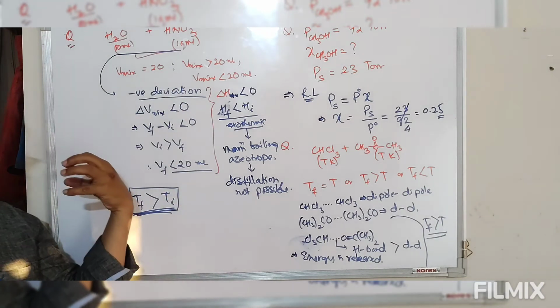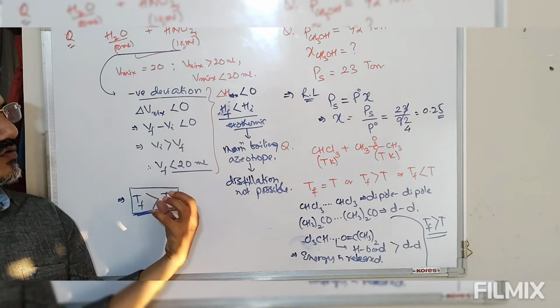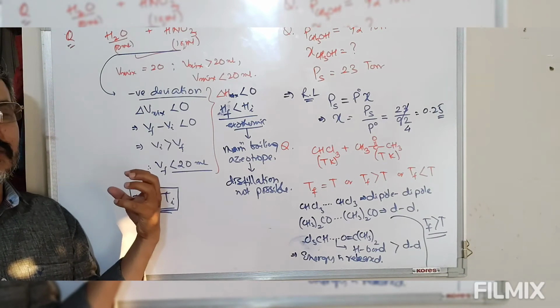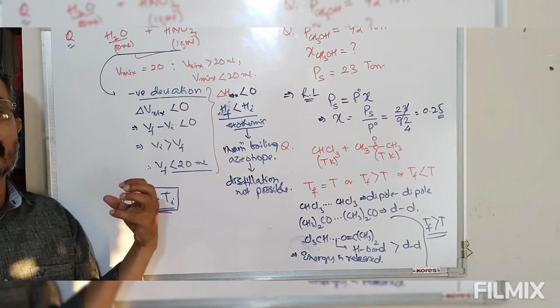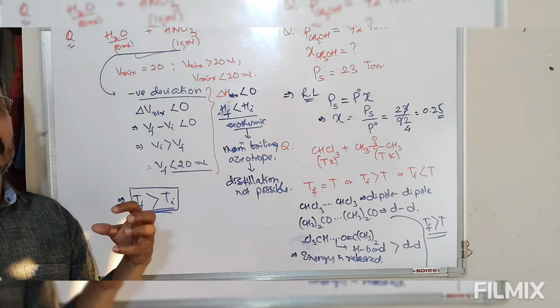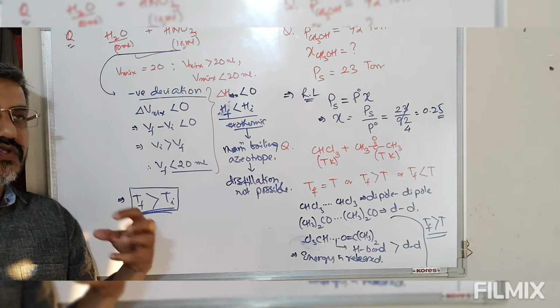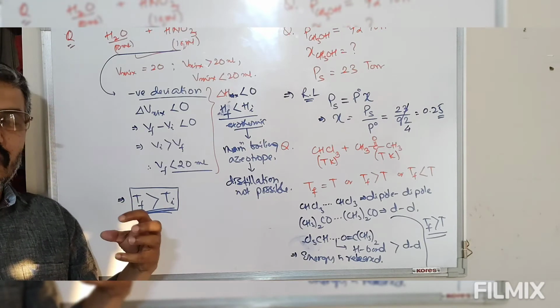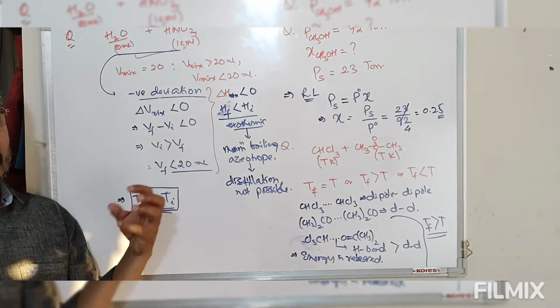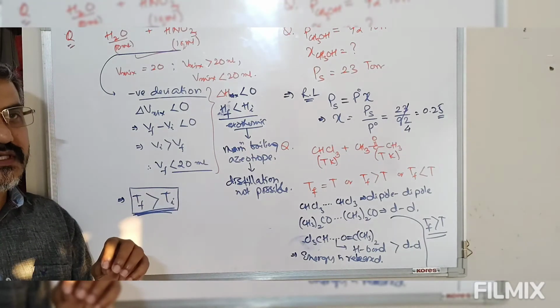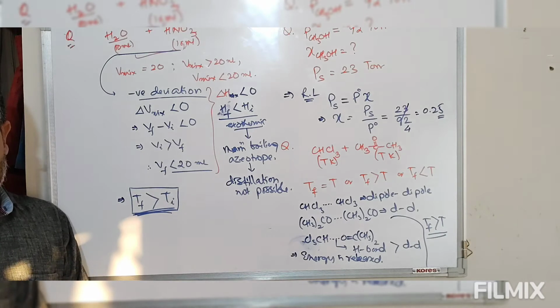Now what we are trying to convey is that we have to find the nature of interaction present between the components in the solution. Once we can identify the nature of interaction present in the solution, we can define whether the solution is ideal, whether it shows positive deviation, or whether it shows negative deviation.